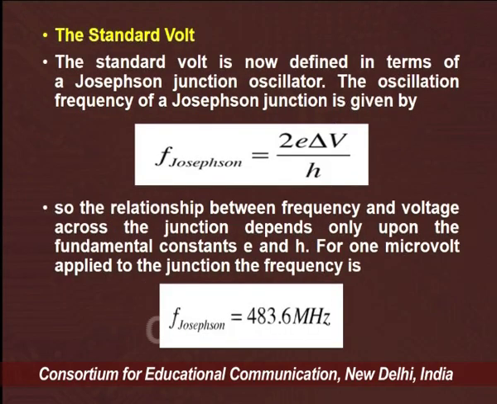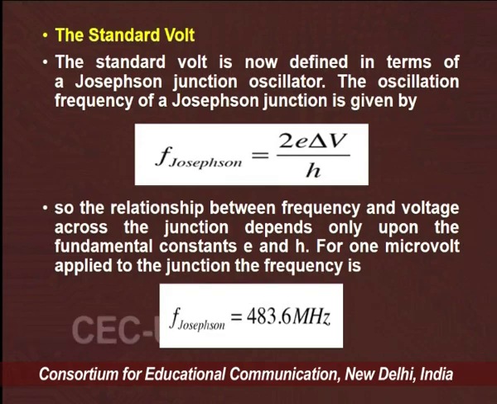Now, the standard volt is defined here. The standard volt is now defined in terms of the Josephson junction oscillator. So, the oscillation frequency of a Josephson junction is given by f Josephson is equal to 2eΔV divided by h-cut. So, the relationship between the frequency and the voltage across the junction depends only upon the fundamental constants, that is e and h-cut.